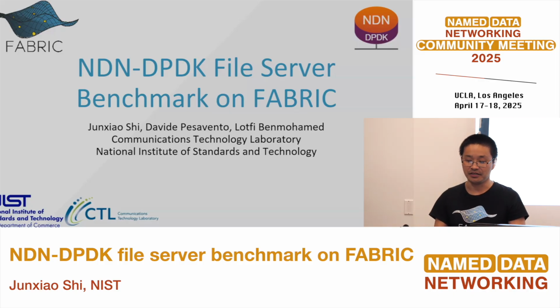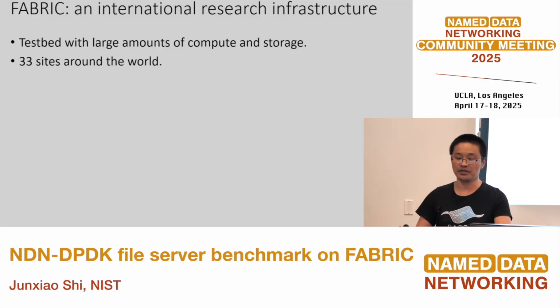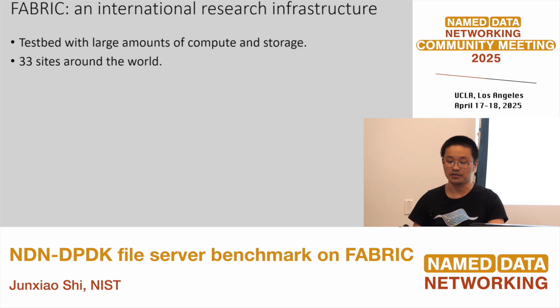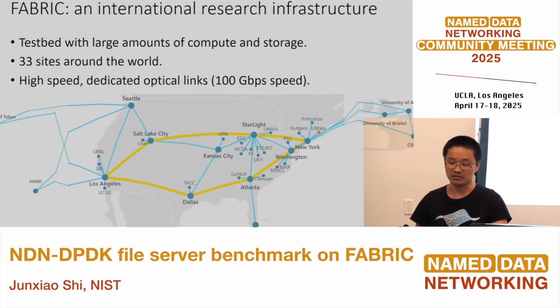So FABRIC is an international research infrastructure. They provide a network testbed with large amounts of compute and storage. FABRIC has 33 sites around the world. Most locations are located in the United States because it's supported by the National Science Foundation. But there are also a few locations in Asia and in Europe. All those FABRIC locations are interconnected with high-speed dedicated optical links. All the blue links are 100G and the yellow ones are terabit core network.